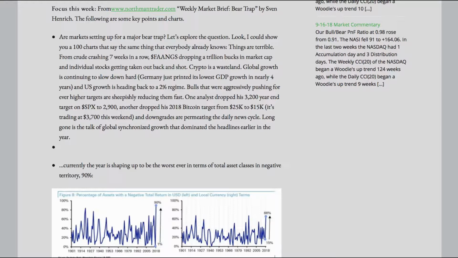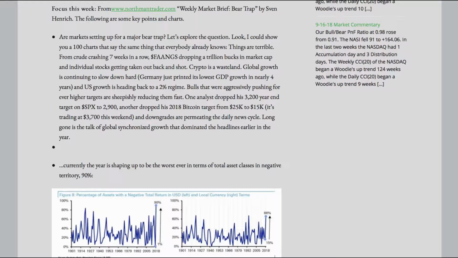Let's explore the question. Look, I could show you 100 charts that say the same thing that everybody already knows. Things are terrible. From crude crashing 7 weeks in a row, FANG dropping $1 trillion in market cap, and individual stocks being taken out back and shot. Crypto is a wasteland. Global growth is continuing to slow down hard. Germany just printed its lowest GDP growth in nearly 4 years. And U.S. growth is heading back to a 2% regime.